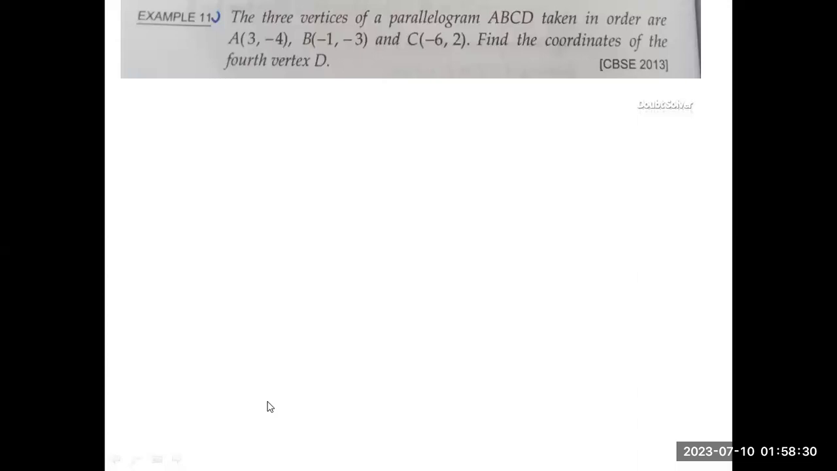Okay, another question from coordinate geometry. According to the question, three vertices of a parallelogram ABCD taken in order are A, B, C. Find the coordinate of the fourth vertex D.